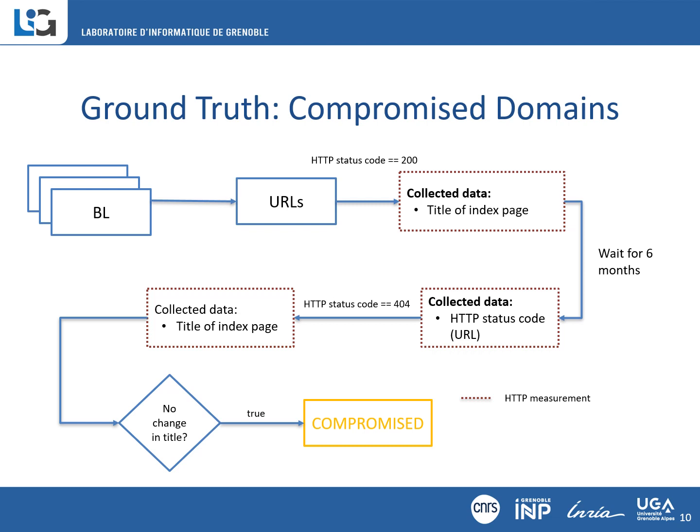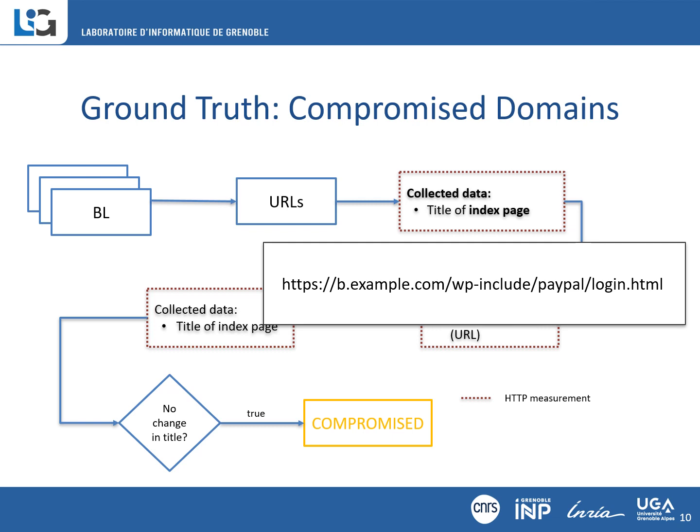For compromised domains, we also collect URLs from blacklists. We verify that the HTTP status code is 200 to ensure the malicious content of the reported URL is present on the web server at the time of blacklisting. We then collect the title of the index page hosted at the apex domain name. For example, for the shown URL, we will collect the title of the website hosted at example.com.